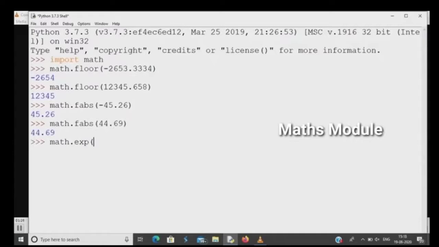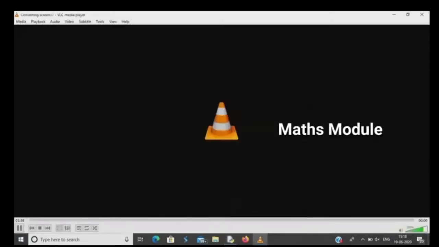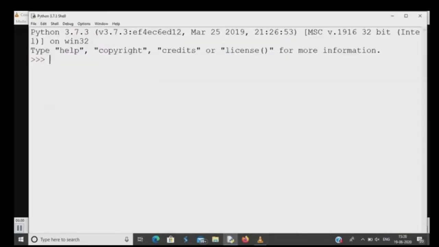In the same way, the next function is exp, that is the exponential form. When I am writing minus 45.17, it is providing me the answer of e to the power minus 45.17. In the same way, if I provide a positive value, let it be 100.12, we are going to get a positive answer, but it will be the same as e to the power 100.12. So these were a few important functions of the math module that are important for your board examinations.